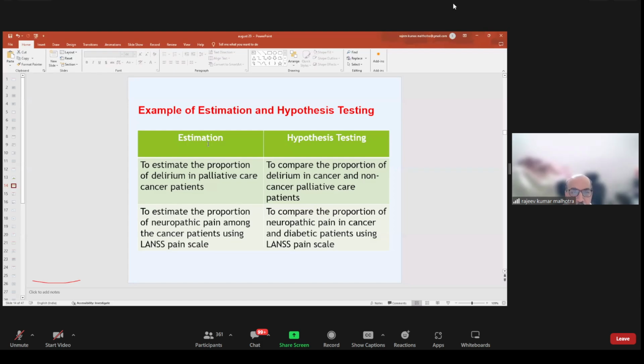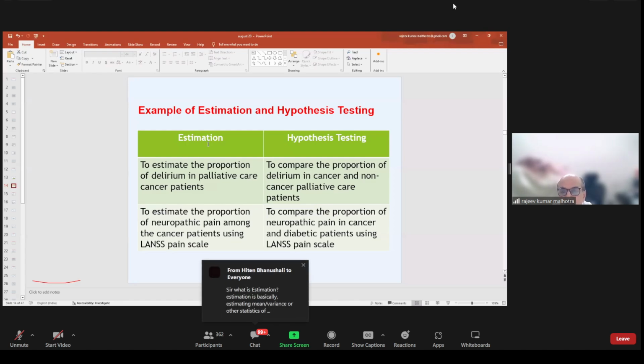And first is estimation. The second example I am taking is to estimate the proportion of neuropathic pain among cancer patients using the LANSS pain scale. This is the pain scale we use for deciding whether the person has neuropathic pain or not. So in cancer patients, we are estimating the proportion of neuropathic pain. On the other hand, if converted into a hypothesis, we would be comparing the neuropathic pain in cancer and diabetic patients. So you can now understand the meaning of estimation and hypothesis testing.